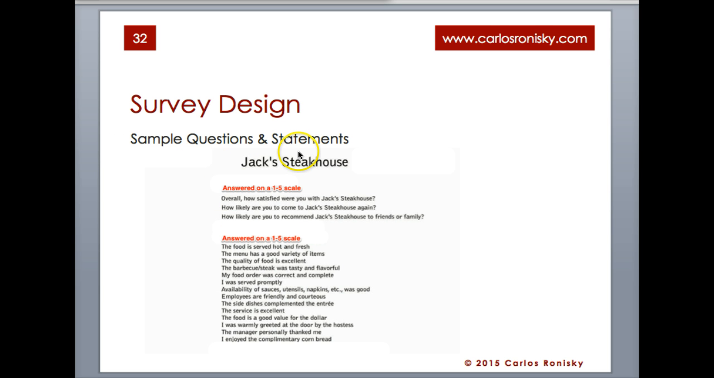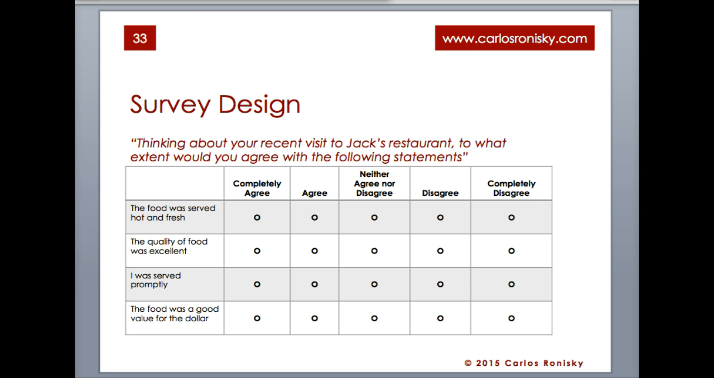And so here are some sample questions and statements regarding Jack's Restaurant. So let's take a few of these questions and construct a survey. And so now, remember our yes or no question from before? Isn't this a better way of collecting the data? It's a richer picture. We have here from the left to the right what we call a Likert scale. Likert scales are the ones you see where they may be asking you on a scale of 1 to 5, with 1 meaning this and 5 meaning that, how likely are you to do this or that?